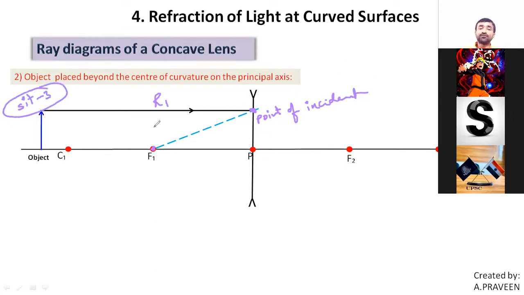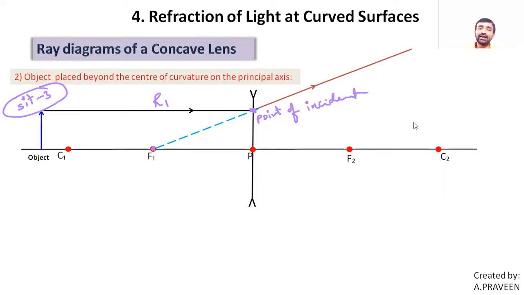Situation 3. After refraction, it appears to diverge from the focus. So from the focus, I am extending that light ray after refraction. See here. From the focus to the point of incidence, use a dotted line. Then after that, you can draw the light ray. Is this logic clear? How to expect that refracted light ray after refraction from the concave lens, you are following logically. Then the second ray remains undeviated.